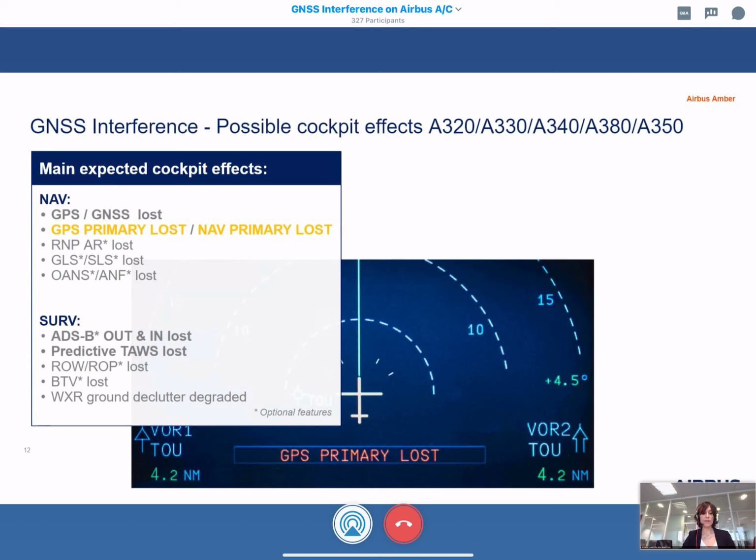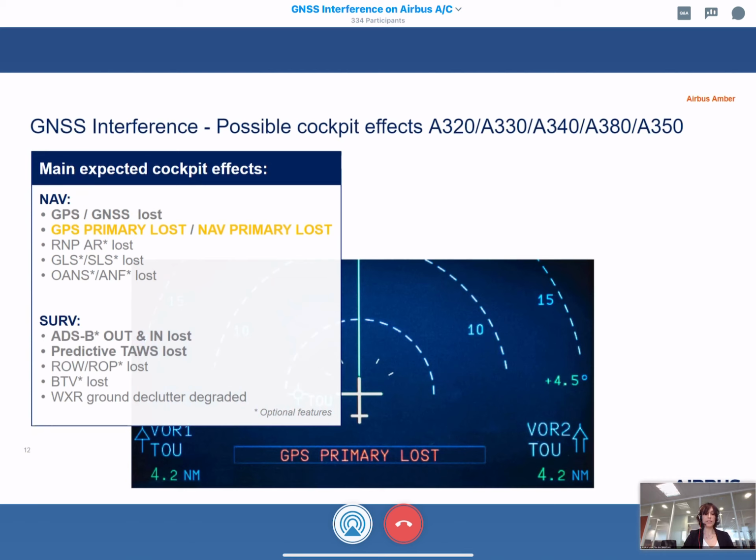So here we have the main cockpit effects that would result from a GNSS signal partial or total loss. Regarding navigation, GPS or GNSS could be lost. We could also lose the GNSS-based navigation, with the message on ND GPS PRIMARY LOSS or NAV PRIMARY LOST. Optional features such as RMPAR, GLS, SLS, or airport navigation functions could also be lost.